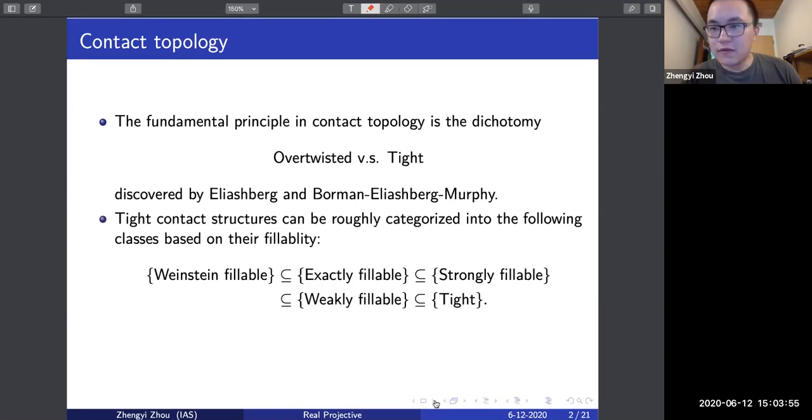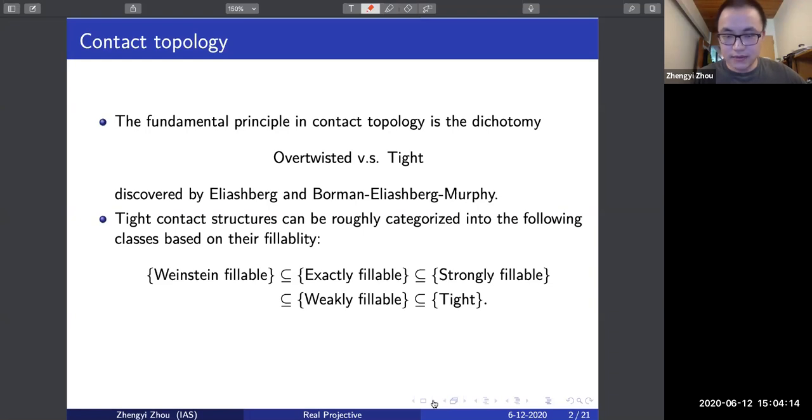And we know that over-twisted contact structures are not fillable, so we can categorize tight contact structures briefly using their fillability. One way is using Weinstein fillable, exactly fillable, strongly fillable, and weakly fillable, and then tight.